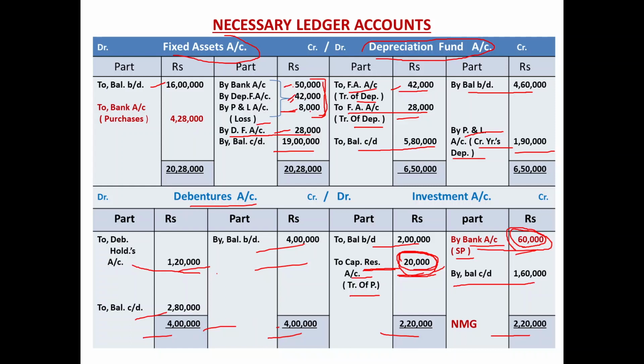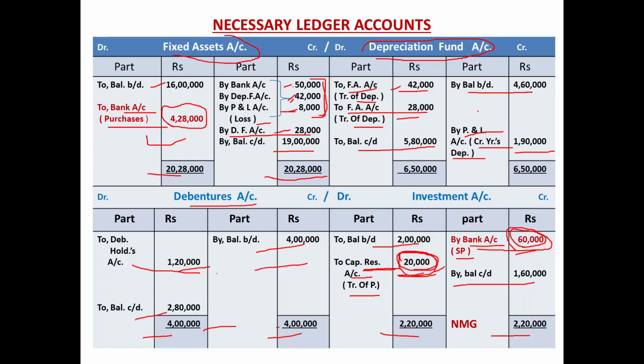Fixed assets account first. Credit side looks bigger, total of which is 20,28,000. Put it on the debit side, 20,28,000. That gives a balancing figure on the debit side, 4,28,000. What could it be? Apply the common accounting sense and knowledge. It must be the purchases made in the current year. Fixed assets account debited to bank account credited, 4,28,000.